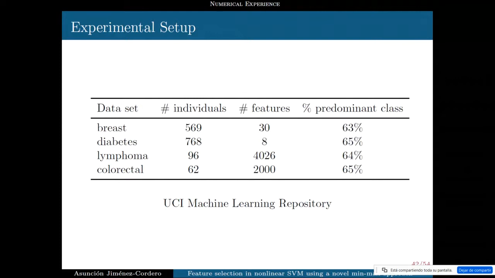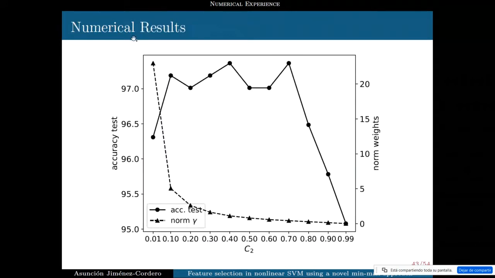So we have tested our methodology in 4 datasets from the UCI repository, but just for the sake of illustration, I'm going to show you the results just on the first dataset, the breast dataset. In this first figure, for different values of C2, we can see the norm of the weight in this dotted line and the accuracy on the test sample in this solid line. And we can see, not a surprise, that the higher the C2 value, the lower is the norm of the gamma. And here we can see that the solid line corresponding to the accuracy on the test sample is not so smooth as the other one. And this is due to 2 main reasons.